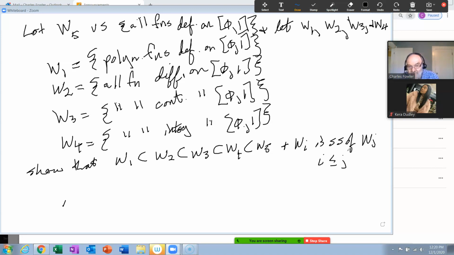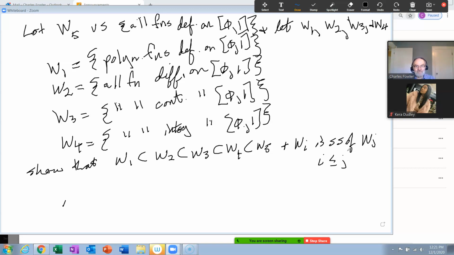And I think I've already done this as I was giving the thing. As I said, all polynomial functions are differentiable, but not all differentiable functions are polynomials. All differentiable functions have to be continuous, but not all continuous functions are differentiable. I gave the examples there.